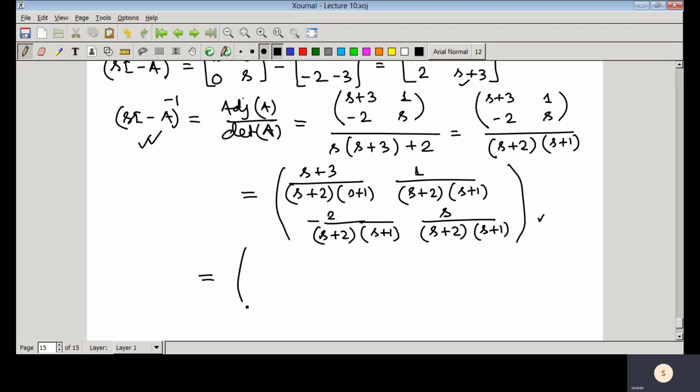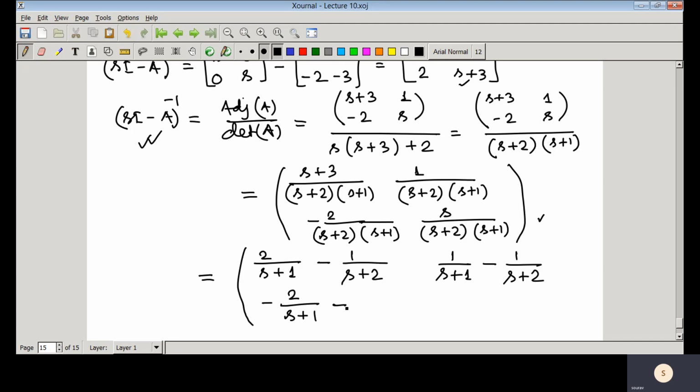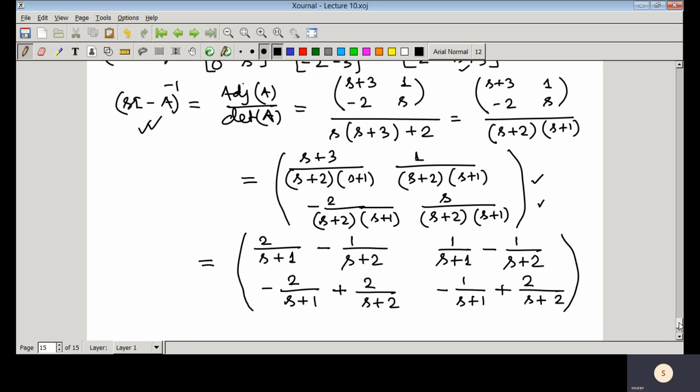If you simplify, writing it in factor form, the first term is s plus 1 minus 1 by s plus 2, and then the second term. Write it in partial fraction form: 2 by s plus 1 plus 2 by s plus 2, and here you have s plus 1 by 2 by s plus 2. So this particular matrix can be written in this partial fraction form.